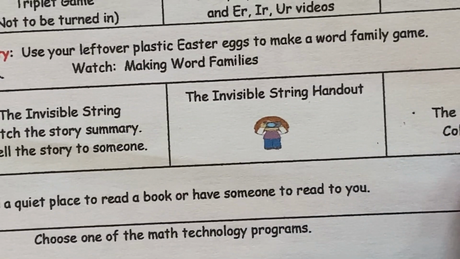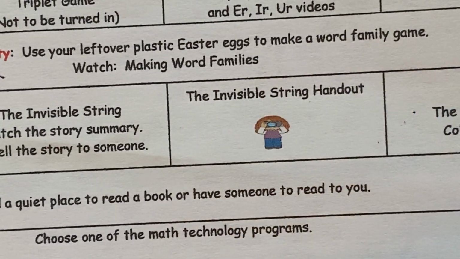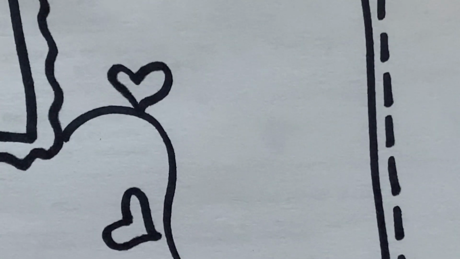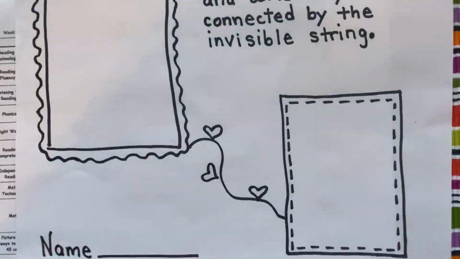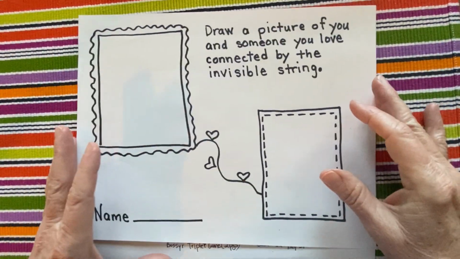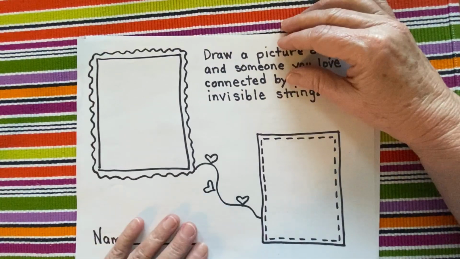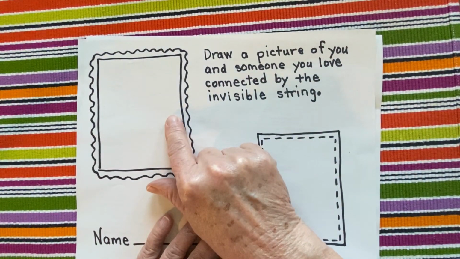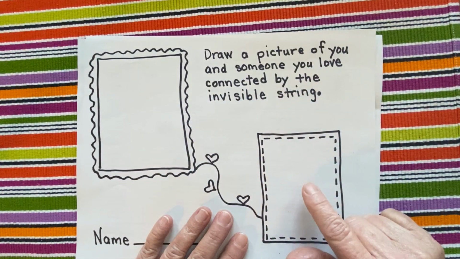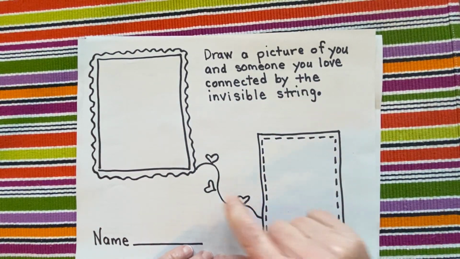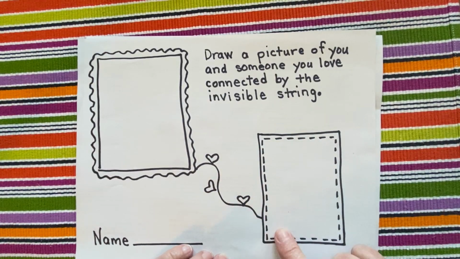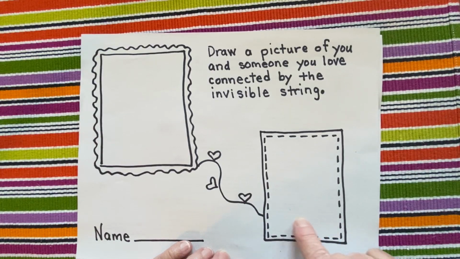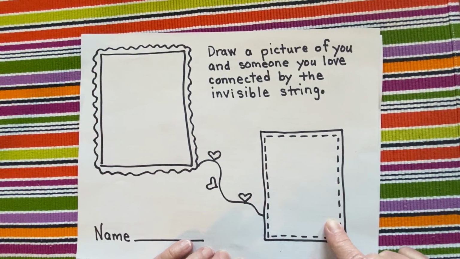The next thing I want you to do is the invisible string handout. Now, if you don't have a printer at home, let me zoom out here. Don't worry, you can draw this. Guess what? I drew this. The directions say draw a picture of you, right there, and someone you love, right there, connected by the invisible string. Now, I would like for you to tell me who that person is, so write their name right down there if you don't mind.